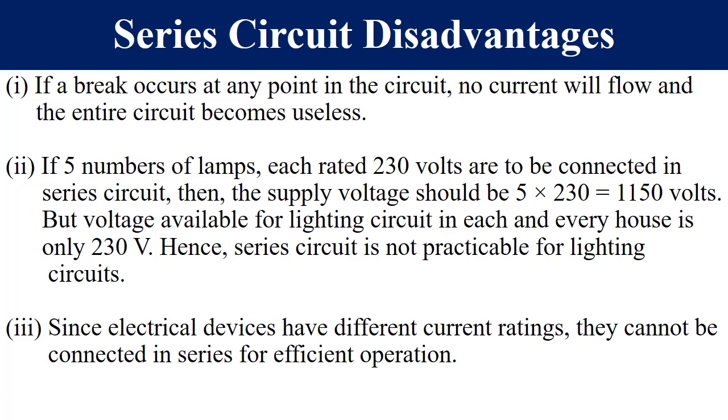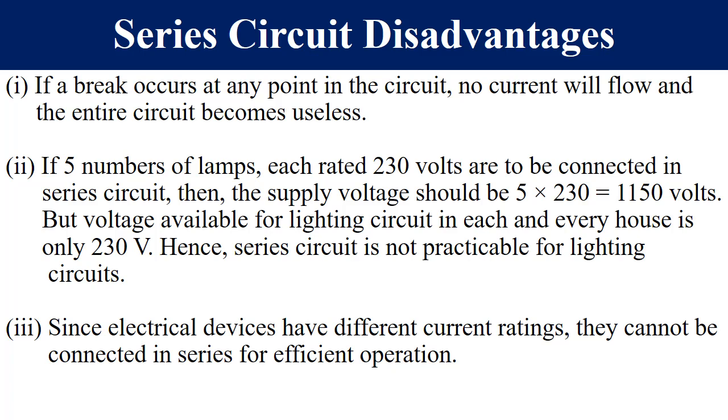Let's have a look at the second disadvantage. We've got 5 lamps each rated at 230 volts, and if we connect them in series, it means that the supply voltage must be, in that case, 1150 volts, but our power utility supplies only 230 volts.